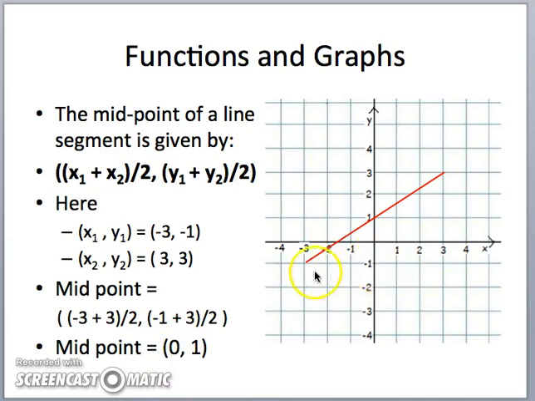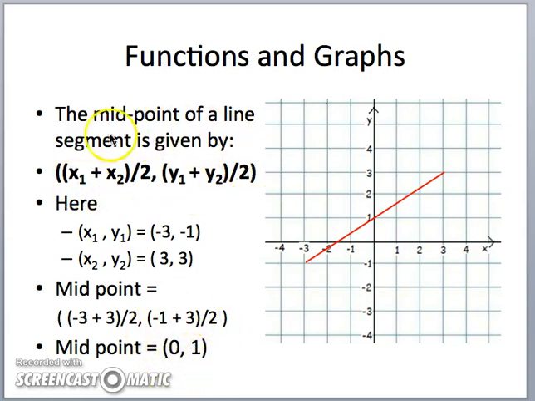For the y coordinates, we have the -1 and we have a plus 3. So basically we have 3 minus 1. 3 minus 1 is 2. Divide that by 2 and we get 1. And that is this 1 here. So the coordinate of the midpoint is (0, 1).